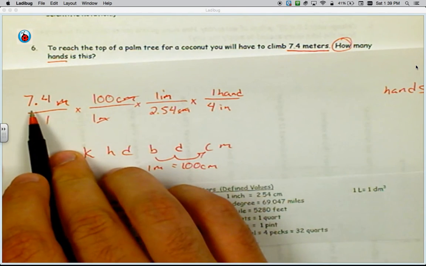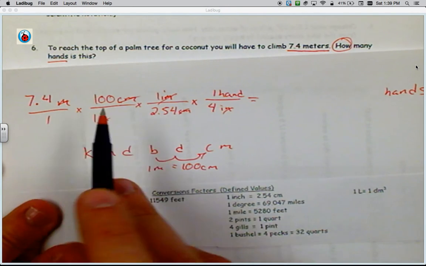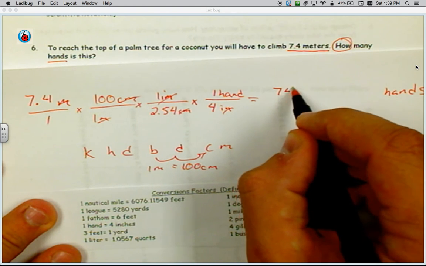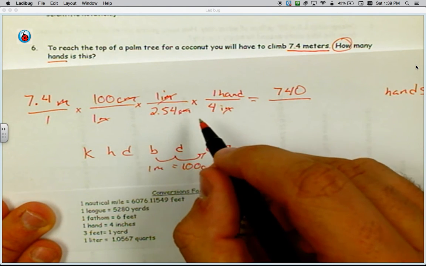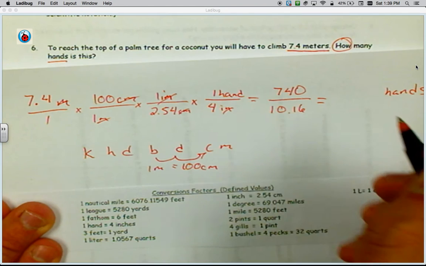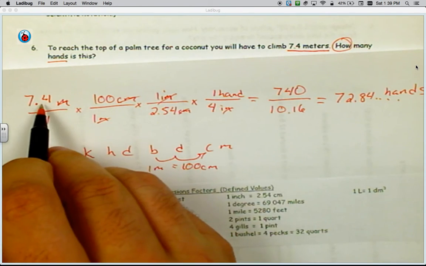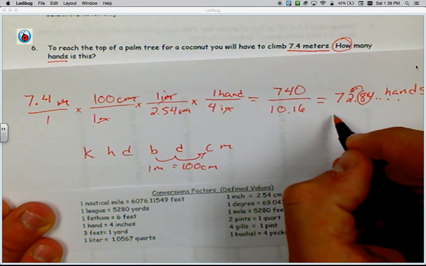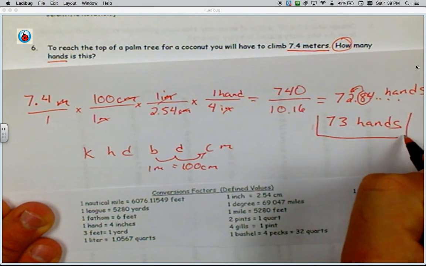Well, it looks like on top we have 7.4 times 100, which is going to be 740, divided by on bottom 2.54 times 4, which is going to be 10.16. We divide those, we get 72.84. 2 sig figs, only 2 sig figs here. That 8 is going to round us up to 73 hands. 73 hands.